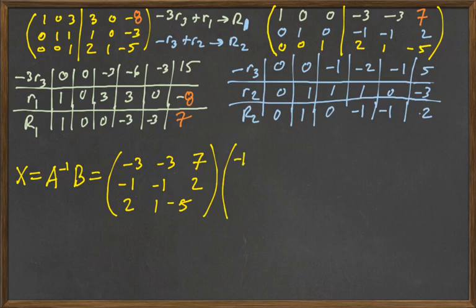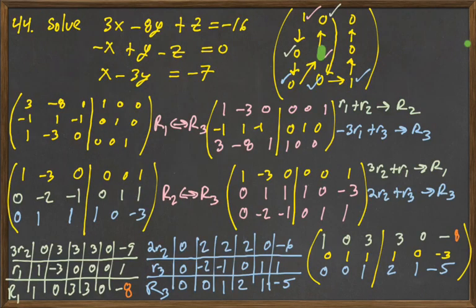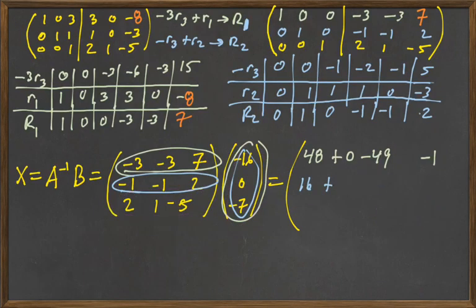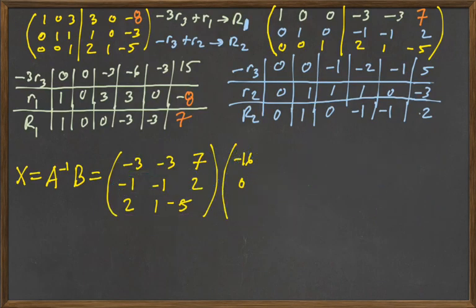B is, if we went back to the previous slide there, the coefficients minus 16, 0, and a negative 7. Okay, so negative 16, 0, and minus 7, that was your B. We have a 3 by 3 and a 3 by 1, so that matrix multiplication is valid, and we'll have a 3 by 1 as our answer.